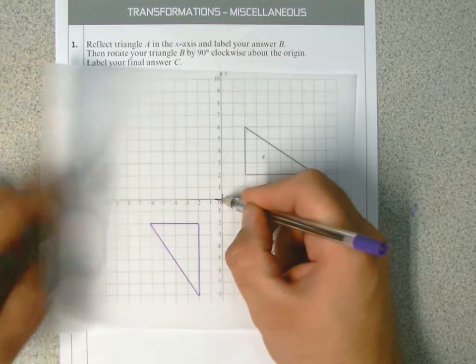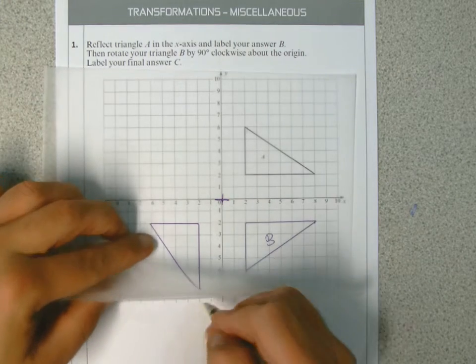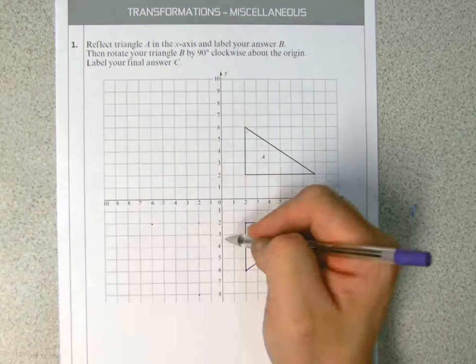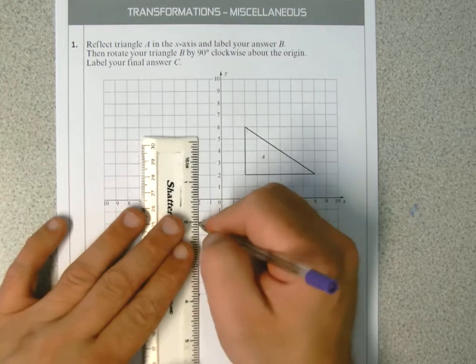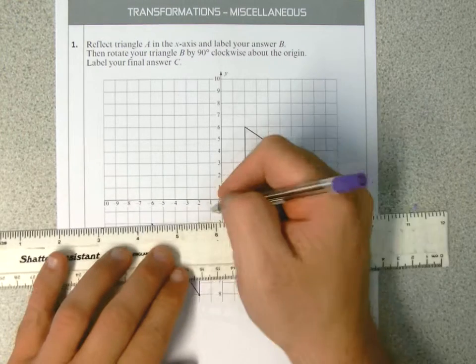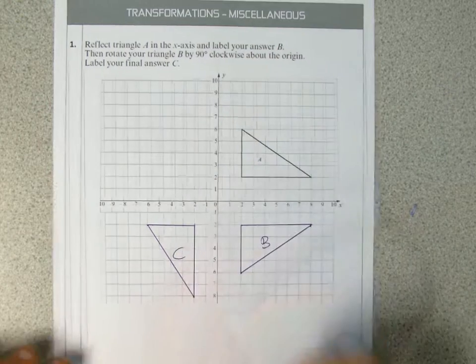Okay, so what I do then is, of course, lift up the tracing paper and mark the corner points where they should be. Okay, and I've got my rotated triangle. And it says then to label that C.